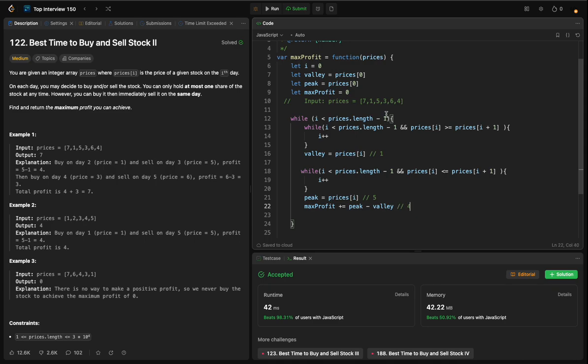Right now we will continue looping at 3. We ask, is 3 smaller than its next? Yes, so 3 will be the next valley. And we say, okay, we want to find the peak. Yes, that's right, so 6, and 6 minus 3 is 3. So it will be plus 3, and it will equal 7, and we return it, and that's it.